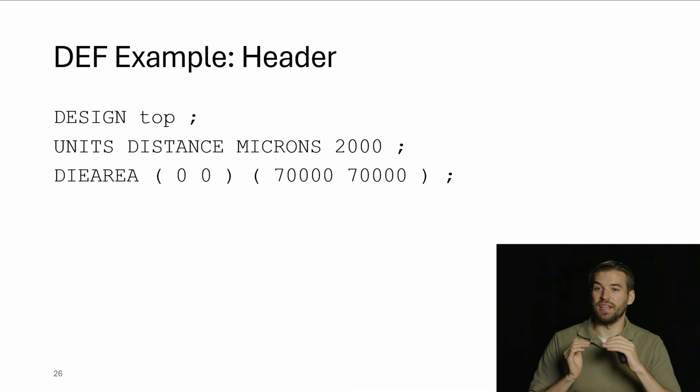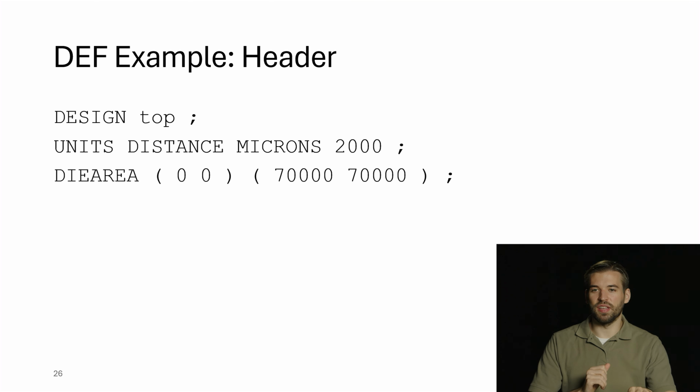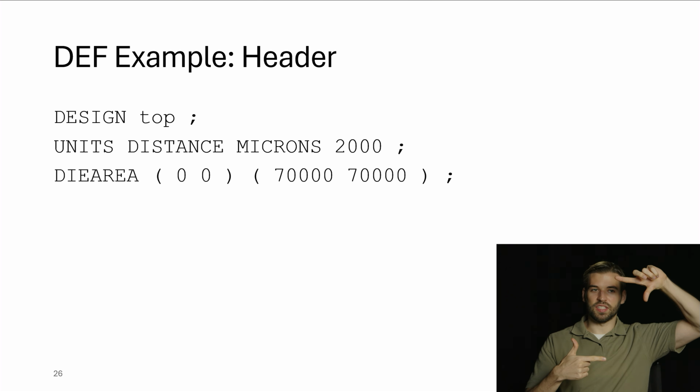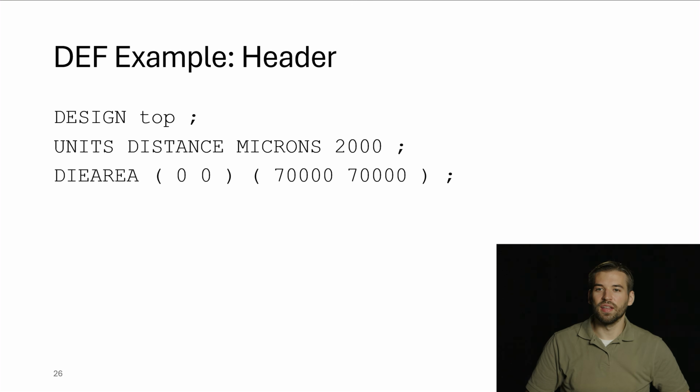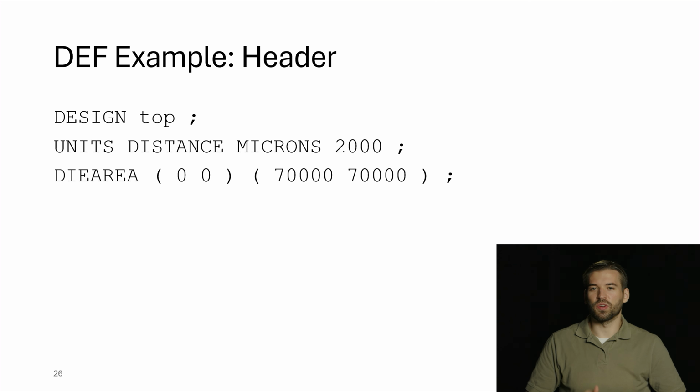Then we have a die area statement. This is a rectangle that's specified as the lower left coordinate and then the upper right coordinate. In this case, it's 0, 0 to 70,000, 70,000, and those are going to be in DBU. So you divide each of those by 2,000 to get the corresponding value in microns.